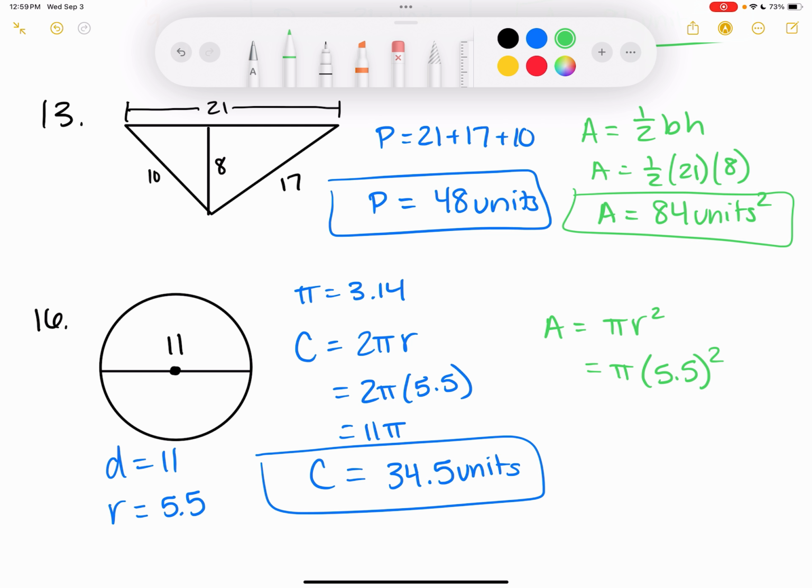So then I can either write 30.25 times pi, or if I want to use the pi button, I'm going to get 95.03, so that's just going to be 95, because that's going to round down. So 95 units squared. And if you happen to use 3.14 instead of the pi button, you would have gotten the exact same thing after it was rounded, so it wouldn't have been any different on this particular one.